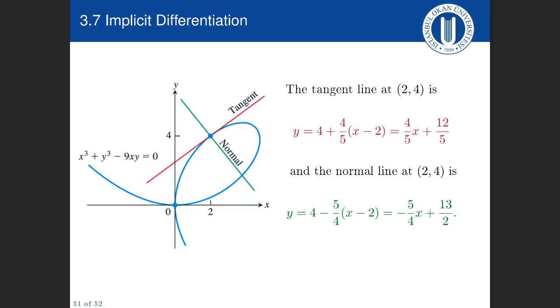And I'm going to finish by showing you a picture of this. The blue curve is our curve x cubed plus y cubed minus 9xy is equal to 0. The tangent line in red is y equals 4/5 x plus 12/5. And the green line, the normal line, is y equals minus 5/4 x plus 13/2.